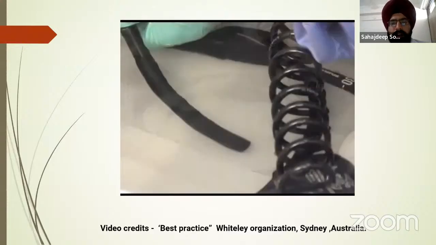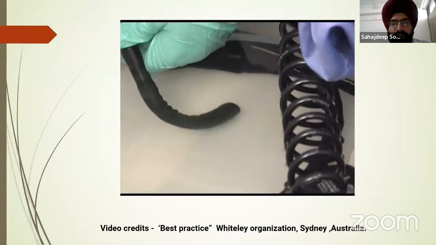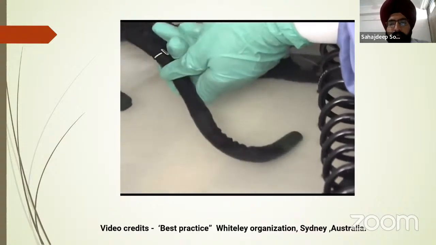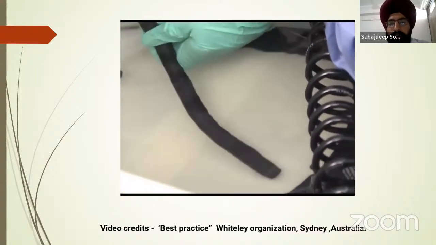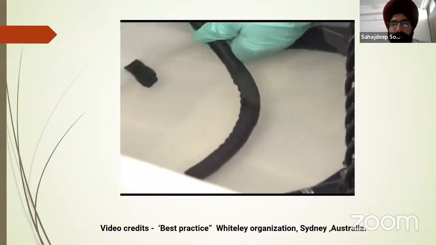Then the important point is, if it is a flexible endoscope, all the parts should be moved to check for the leaks, for the air bubbles from all parts.